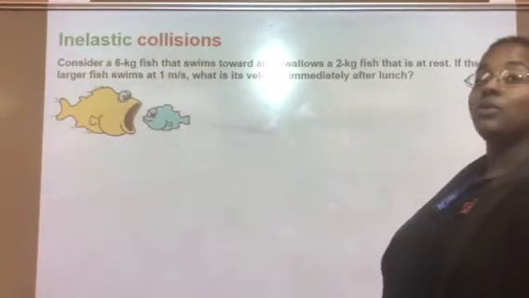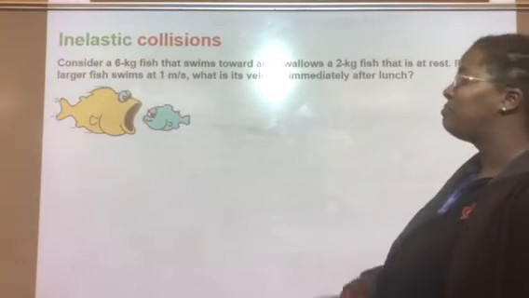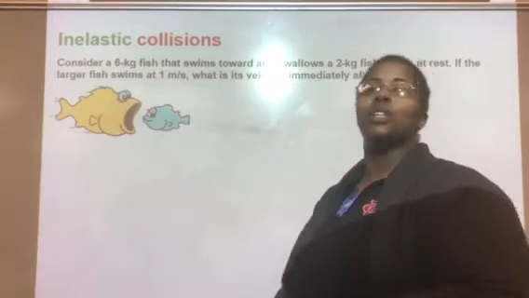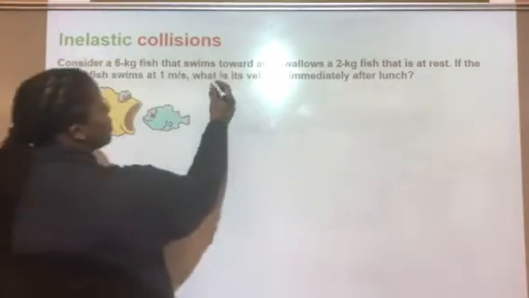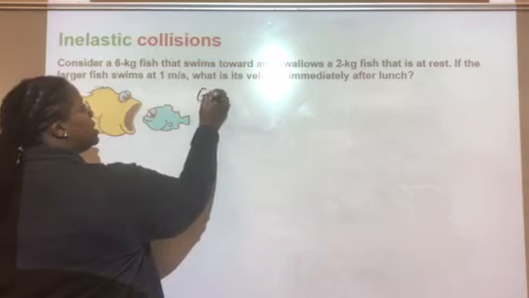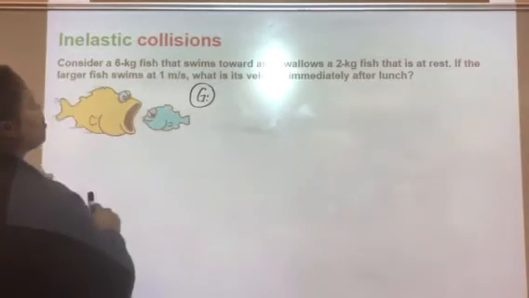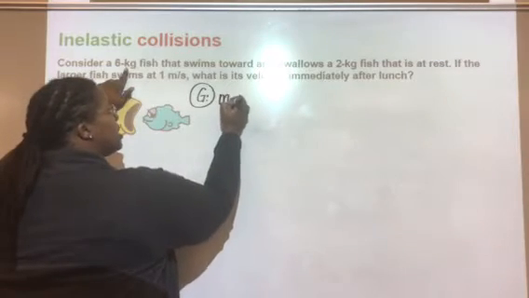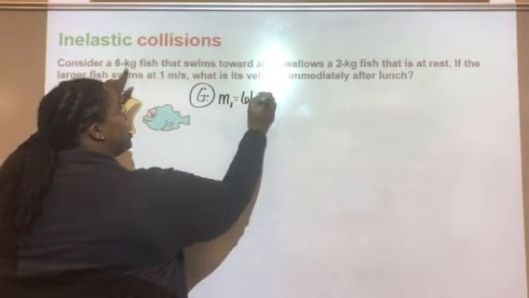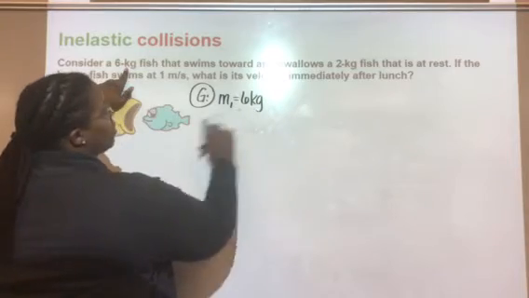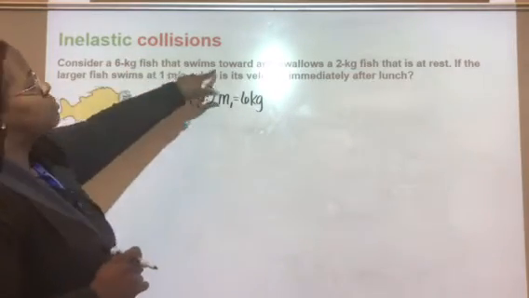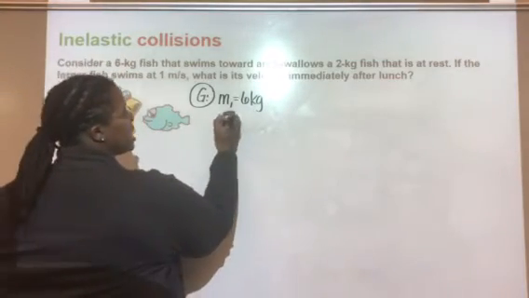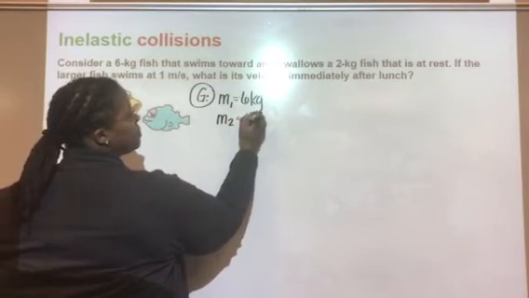What method should we use in order to solve this type of problem? The problems are getting a little bit longer, a little bit trickier. So let's use the GUESS method. First step of my GUESS method, of course, is the given. Take a look at your problem. Consider a 6-kilogram fish. That's a mass. How do you know? Because it's measured in kilograms. This fish swims toward and swallows a 2-kilogram fish. So that's my second mass.